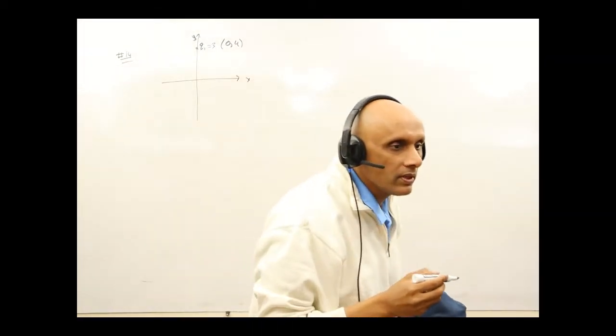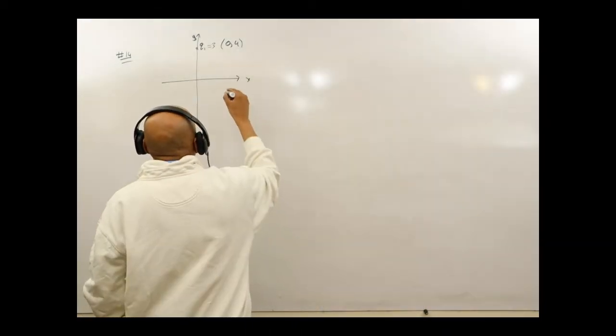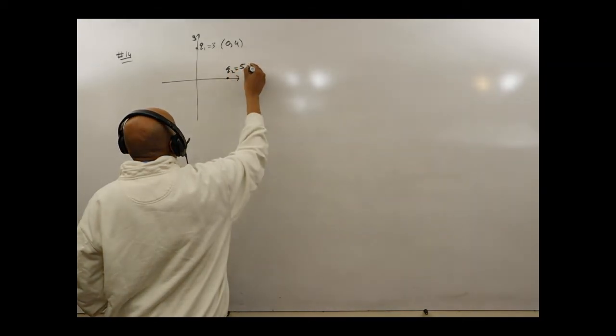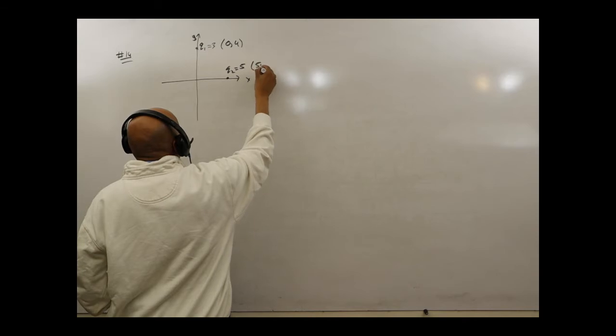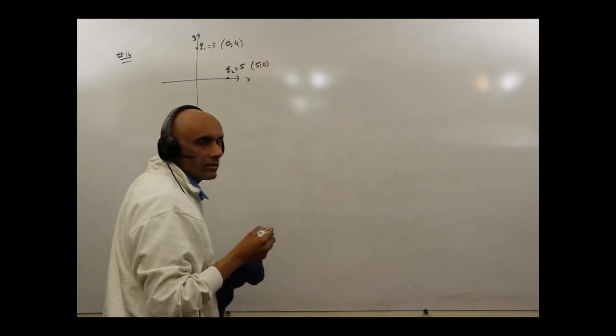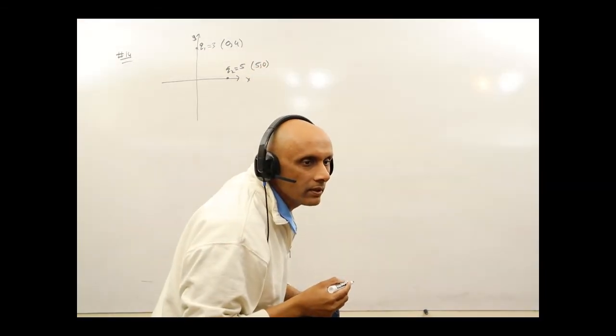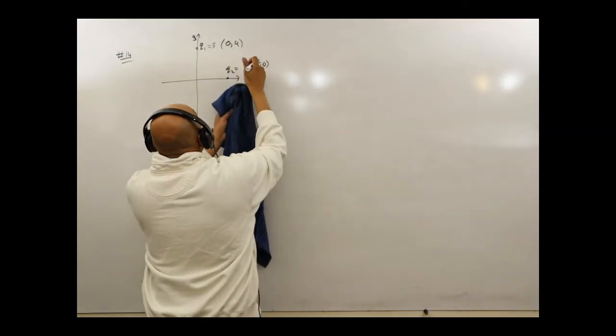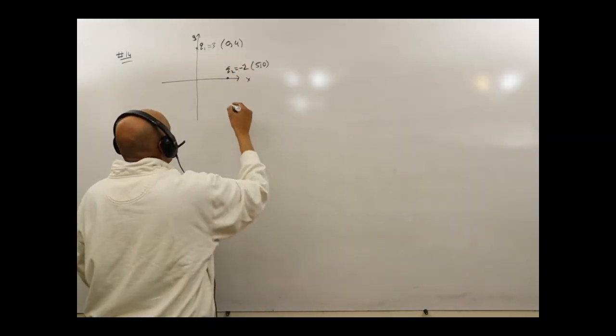Q2 is given as 5.0. So here's Q2. Oh, I'm sorry, Q2 is negative 2 coulombs, so make sure this is minus 2 coulombs.